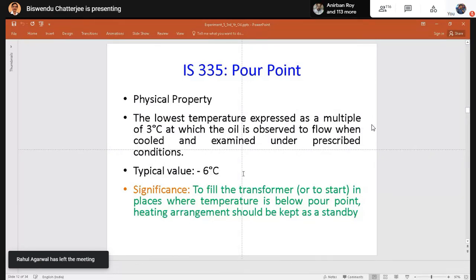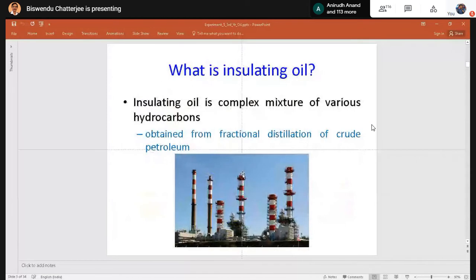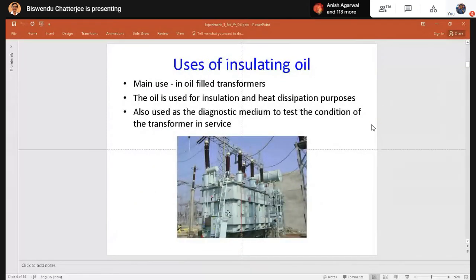Now tell me, this is a huge transformer that you have seen. I have already shown the picture. Here was one picture, this one. This huge transformer, if I fill the oil up to the brim totally and transfer it, in your common sense, you can see the oil can spill.